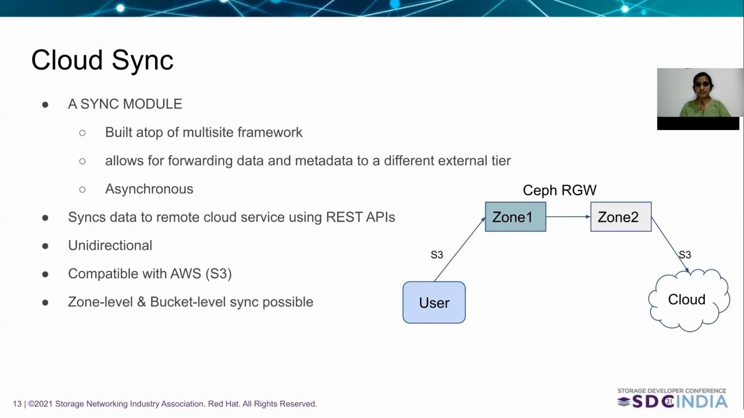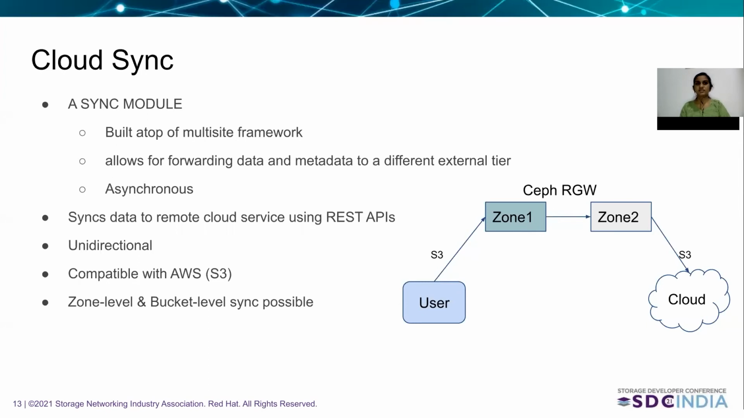So CloudSync is a sync module. It is built on top of the multi-site framework. For those who are not aware, Ceph RGW uses the multi-site framework to sync data across zones. The zone here is a set of RGW servers and can be mapped to a geographical location hypothetically. So suppose some data is written to the Rados gateway servers within a zone, then those servers replicate the data across all other zones configured. That is done using the multi-site framework, and the data sync happens asynchronously, so it is eventually consistent.